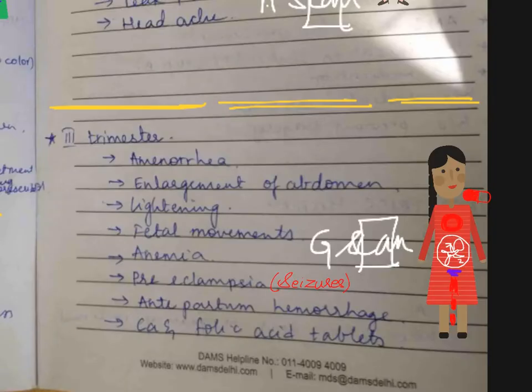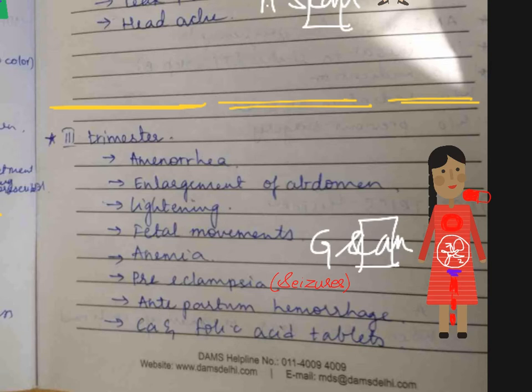Coming to the next one, the third trimester, the following questions need to be asked. First is the amenorrhea, second is the enlargement of the abdomen, third is the tightening kind of feeling, and fourth is the fetal movements. If there is any kind of anemia in the woman, her reports need to be checked. And then the fifth is pre-eclampsia. Eclampsia means seizures in the body.